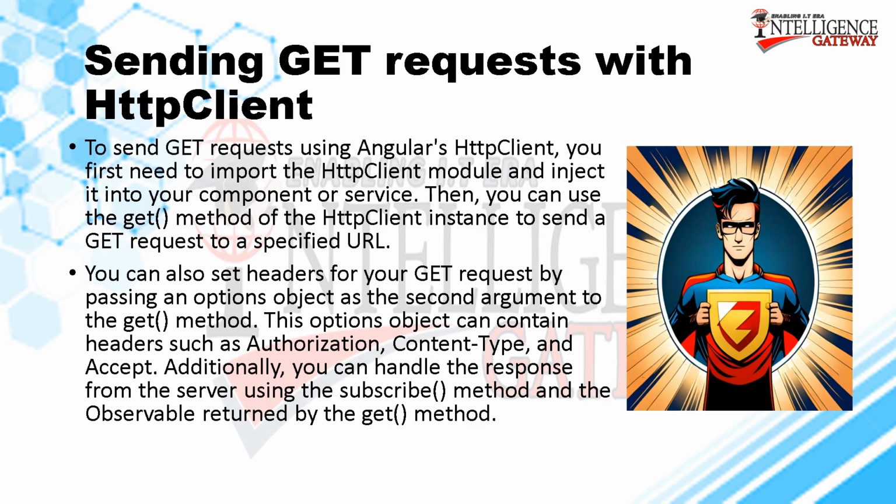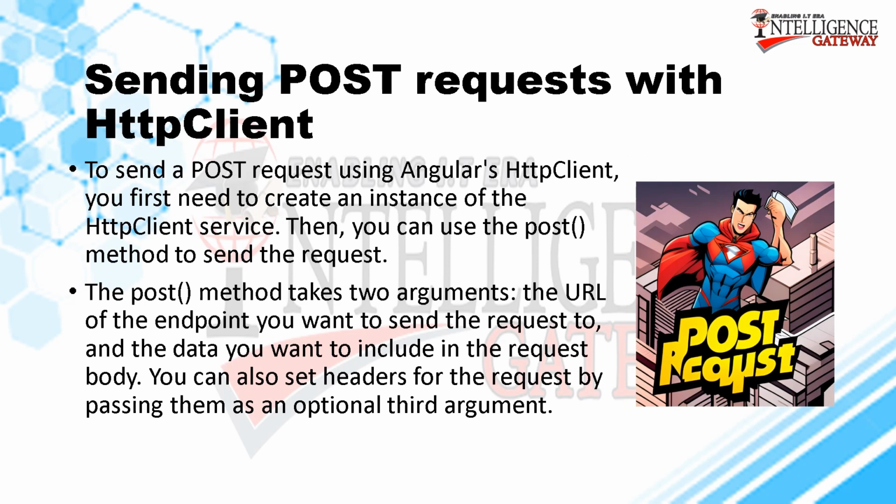Sending GET requests with HTTP client. To send GET requests using Angular's HttpClient, you first need to import the HttpClient module and inject it into your component or service. Then, you can use the GET method of the HttpClient instance to send a GET request to a specified URL. You can also set headers for your GET request by passing an options object as the second argument to the GET method. This options object can contain headers such as authorization, content type, and accept. Additionally, you can handle the response from the server using the subscribe method and the observable returned by the GET method.